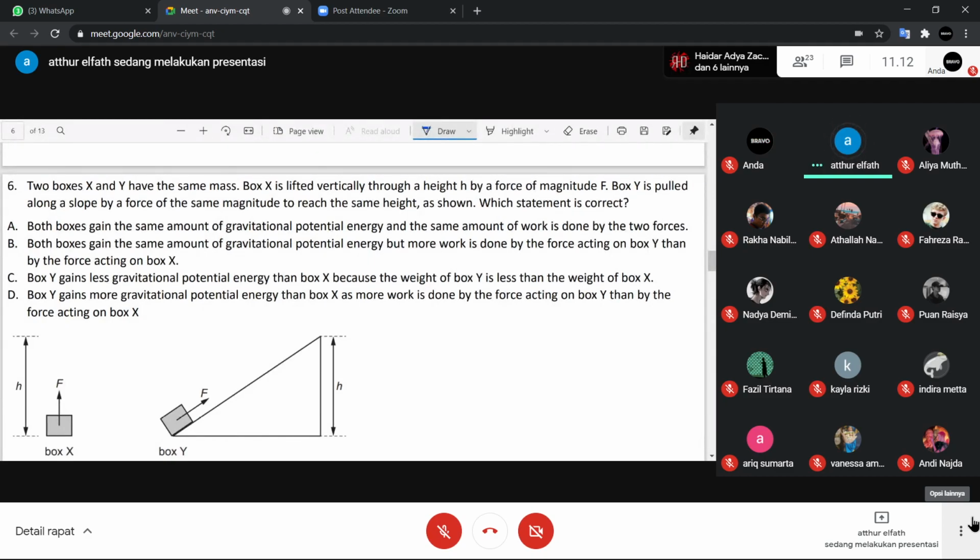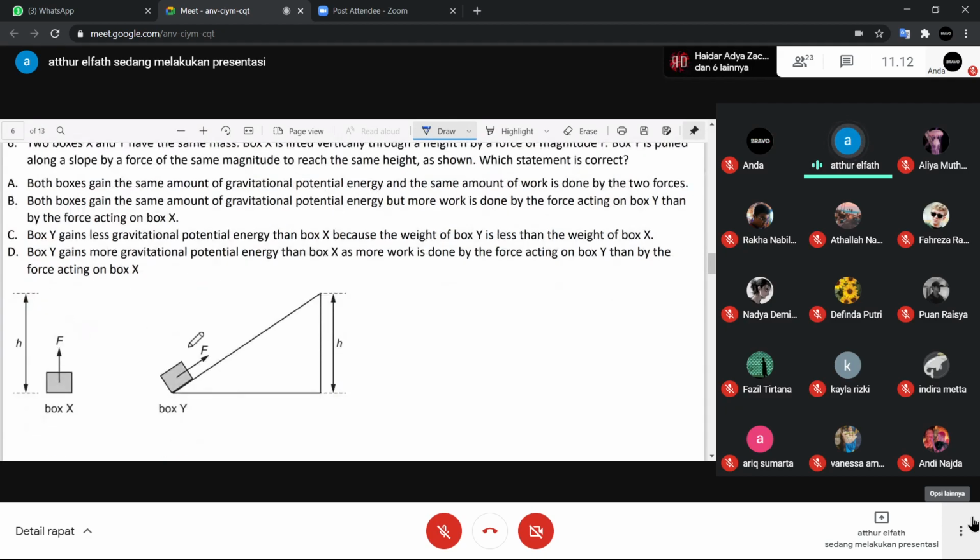Like number 6: two boxes X and Y have the same mass. Box X is lifted vertically through the height by a force of magnitude F, and then box Y is pulled along a slope by a force of the same magnitude to reach the same height, as shown. Which statement is correct? This force and this force are the same, and the height and the height are the same.